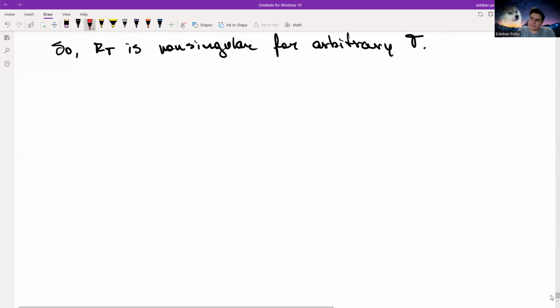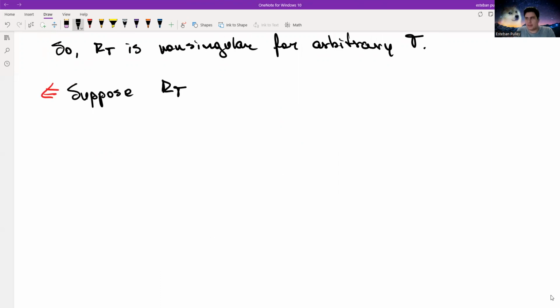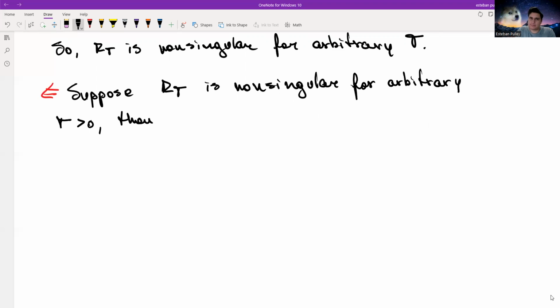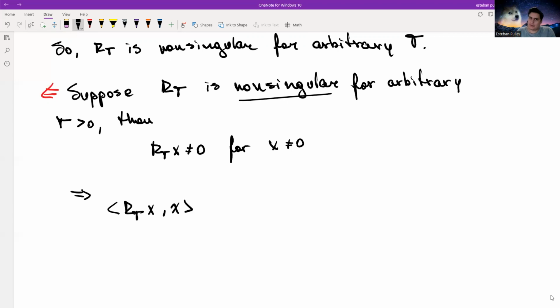Now, conversely, suppose R_T is non-singular for arbitrary t positive. Then, again by the previous part, we have R_T x is different from 0 for x different from 0, because it's non-singular. The only solution for this is x = 0. So then I have that R_T x is different from 0.